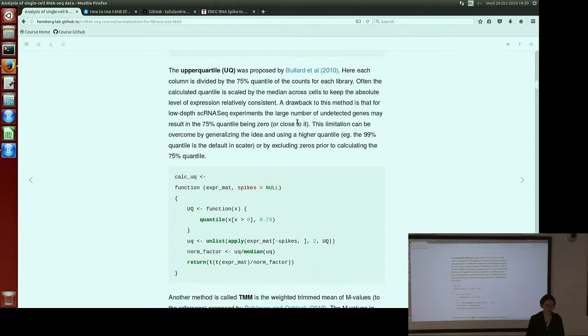There are two ways around this. One is to exclude all of the zeros before you calculate the upper quartile, or you can use something much higher than the upper quartile, like the 99th percentile. But again, you're now using a very small number of your genes to base your normalization factor on.